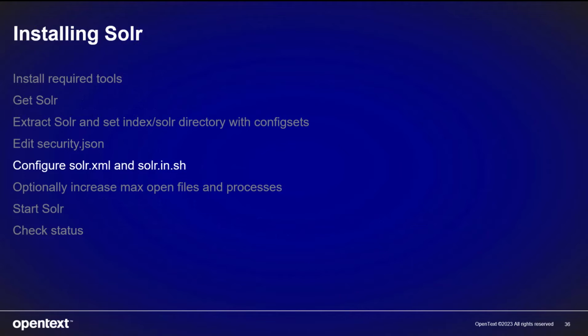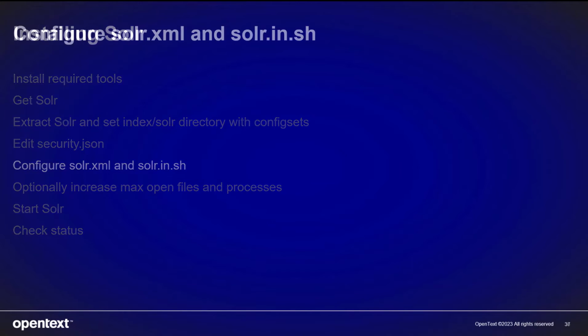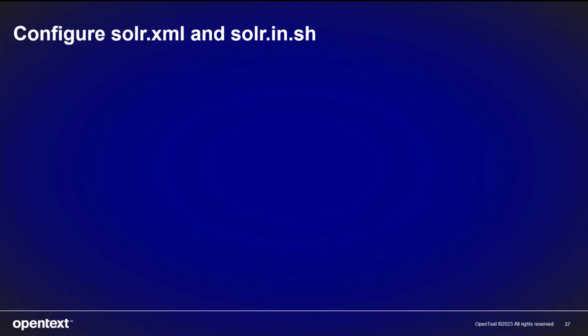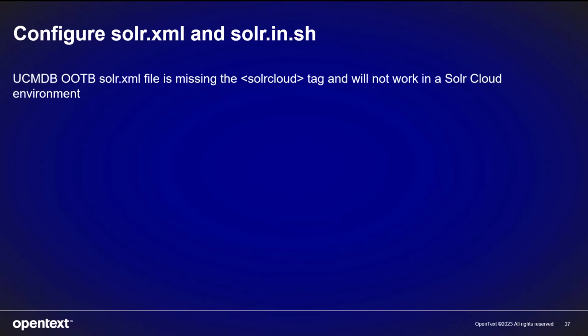Next, we need to configure solr.xml and solr.in.sh. The solr.xml file provided by UCMDB lacks the necessary Solr Cloud configuration tag, rendering it incompatible with the Solr Cloud environment. Therefore, it is recommended that you use the default solr.xml that comes with Solr itself.